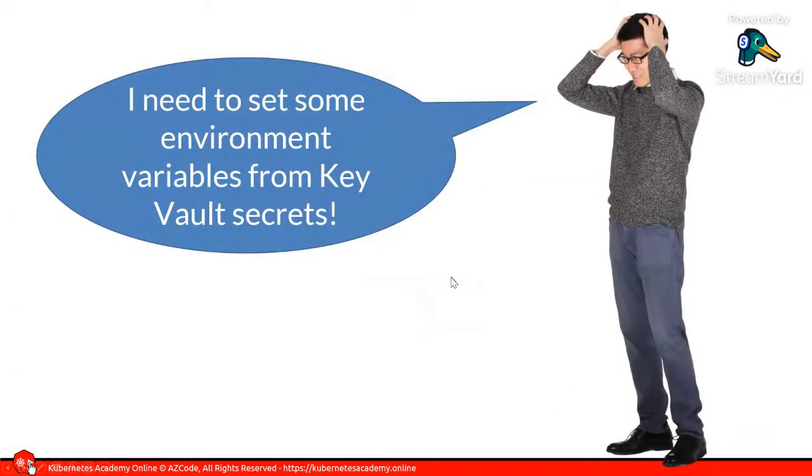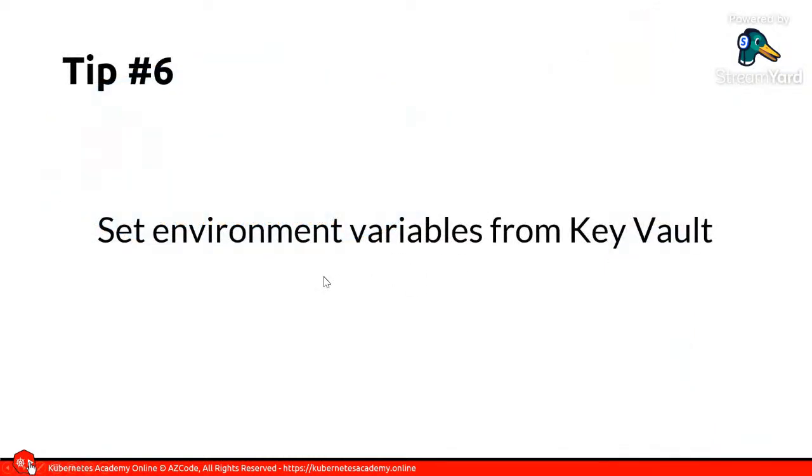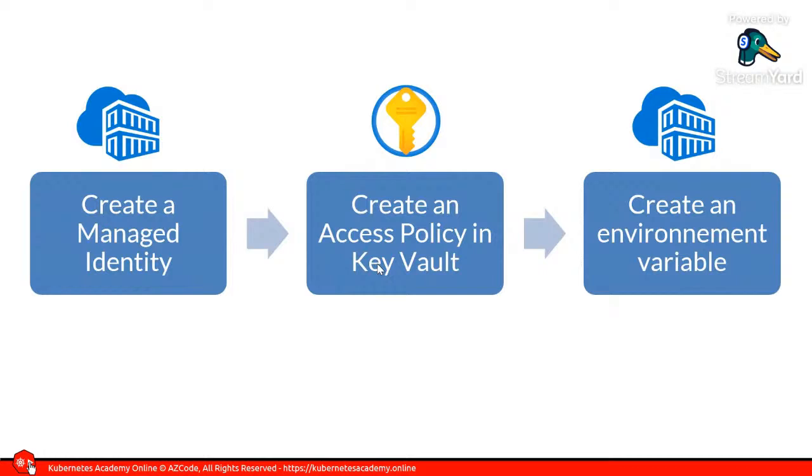Now, setting values using environment variables is cool, but let's say I want to hide some of these values, and I would want to retrieve them from Key Vault secrets instead. Is it possible? Of course it is, and that's our tip number 6. You can set environment variables from Key Vault secrets. So there are 3 steps here.